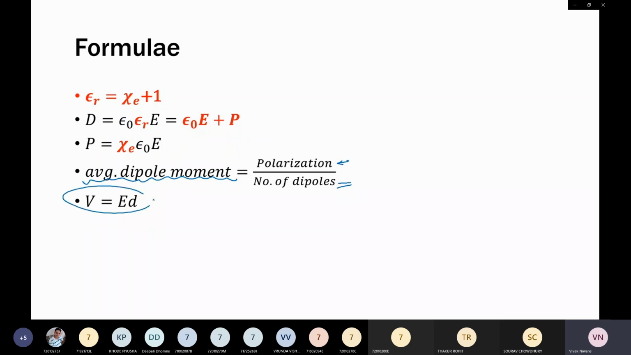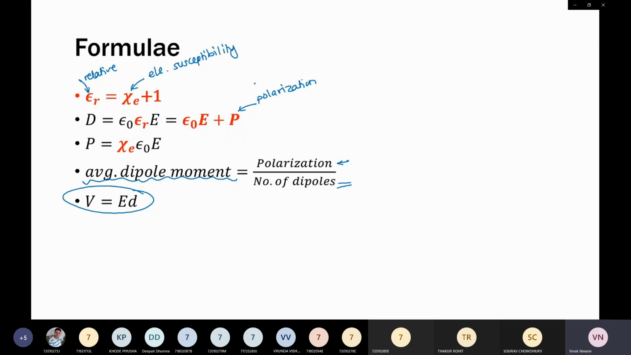And this is the simple formula: V is equal to the applied electric field over a certain distance. Okay? These formulae should stay with you, and if you read the numericals, those are pretty much easy numericals. Just remember this is relative permittivity, this is electrical susceptibility, this wording is very important, okay, this is polarization.